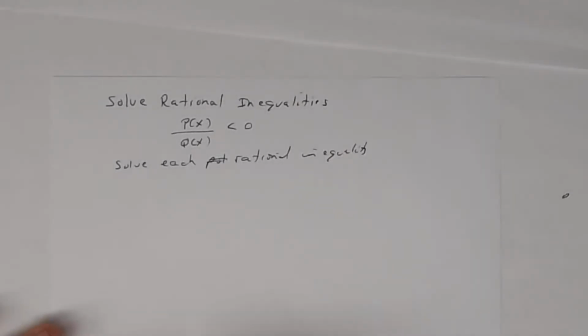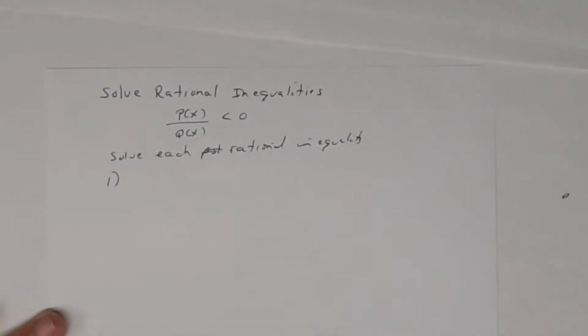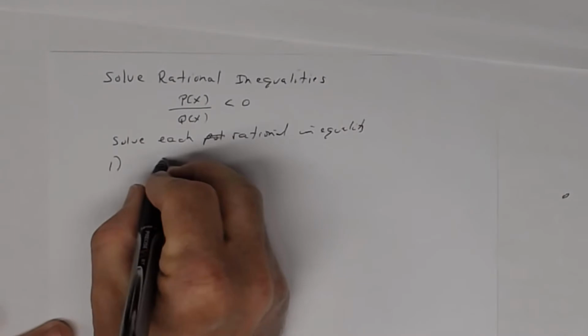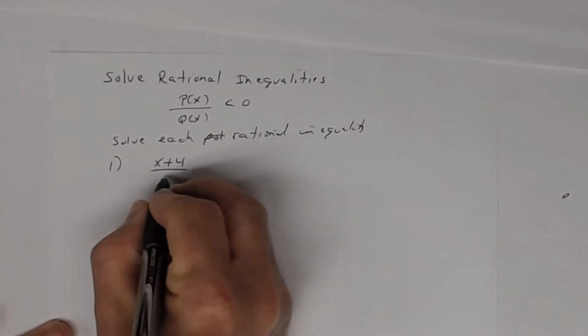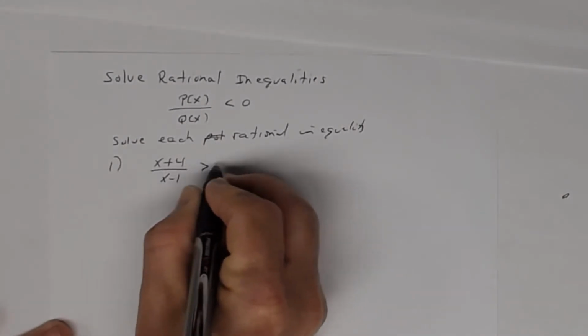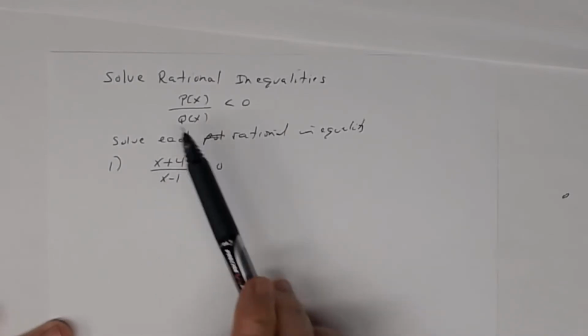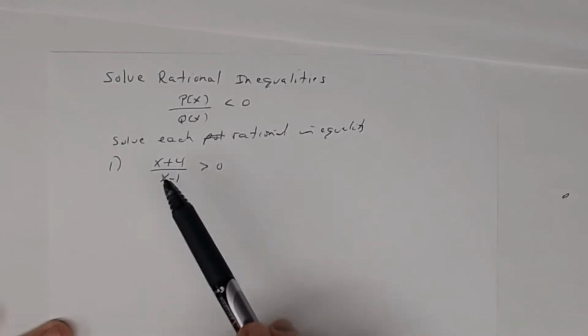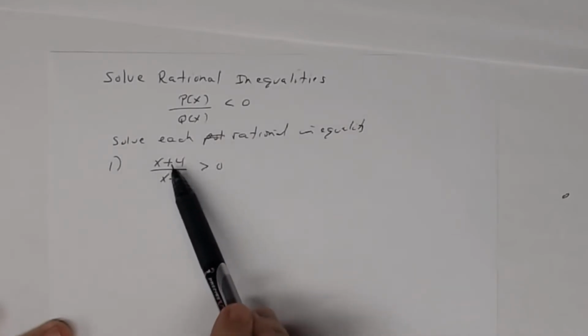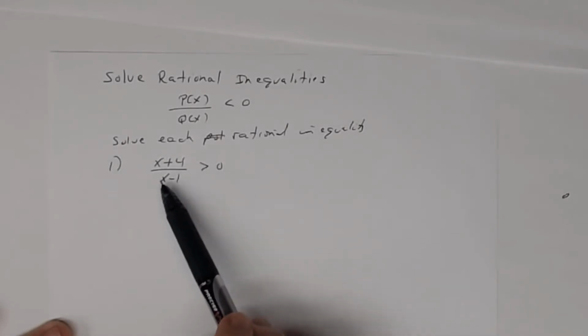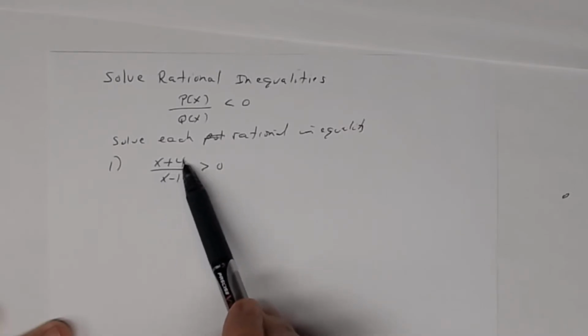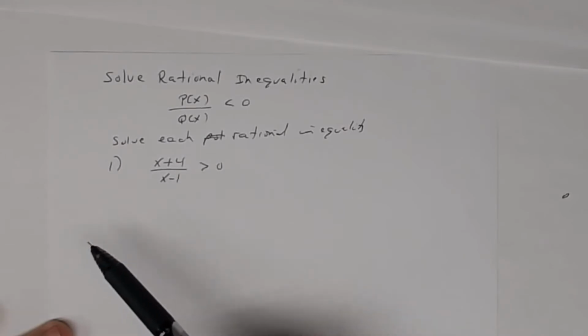Now, for example, let's look at the first one. Let's say the first one was x plus 4 divided by x minus 1 is greater than 0. This is of this form, and notice that the numerator is a polynomial and the denominator is a polynomial. In fact, the numerator is a linear expression, and so is the denominator.